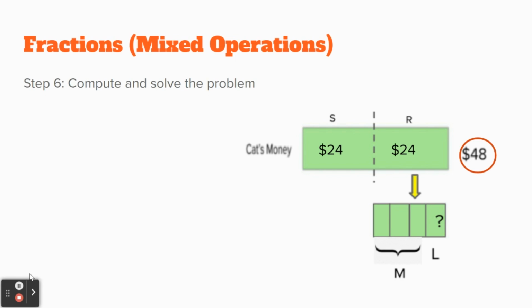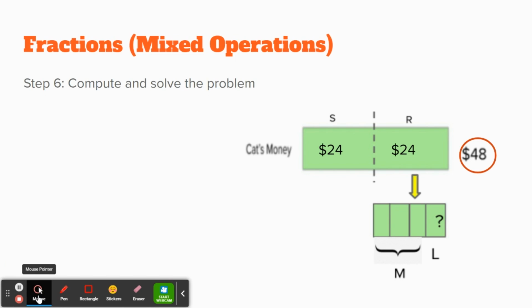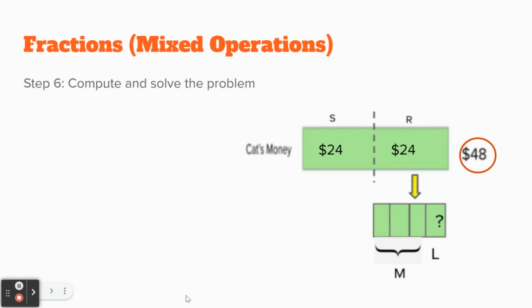And of that 24, I know that 3/4 of it she spent at the mall. So I just need to figure out how much 3/4 of 24 would be. I can find out how much is 1/4, which is 1/4 of 24, which would be 6. And then I would just add 3/4 of 24.